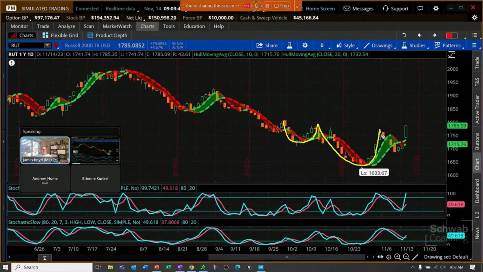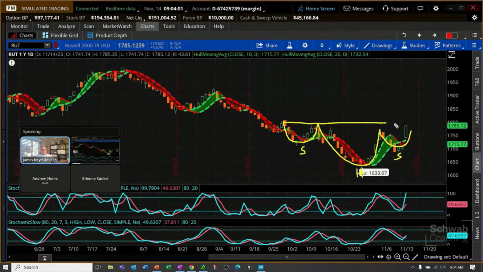We run back up and then we pull back. And then what we're going to see is kind of this little arch. And that really looks like an inverse head and shoulders, okay? Labels head, shoulder, with a neckline probably right about, let's say, 1,800. Now, we're up 4.67% in a blasted morning, for crying out loud.